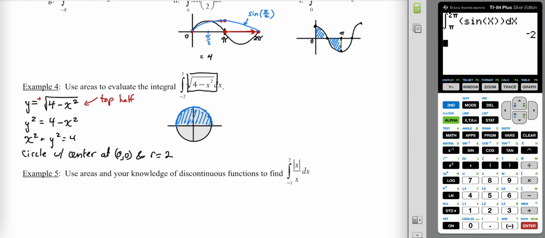Alright, well, we know the radius is equal to 2, so area is equal to pi r squared for a circle, poor quality circle. Area of a semicircle is going to be 1/2 pi r squared. So 1/2 pi times 2 squared is going to be equal to 2 pi.